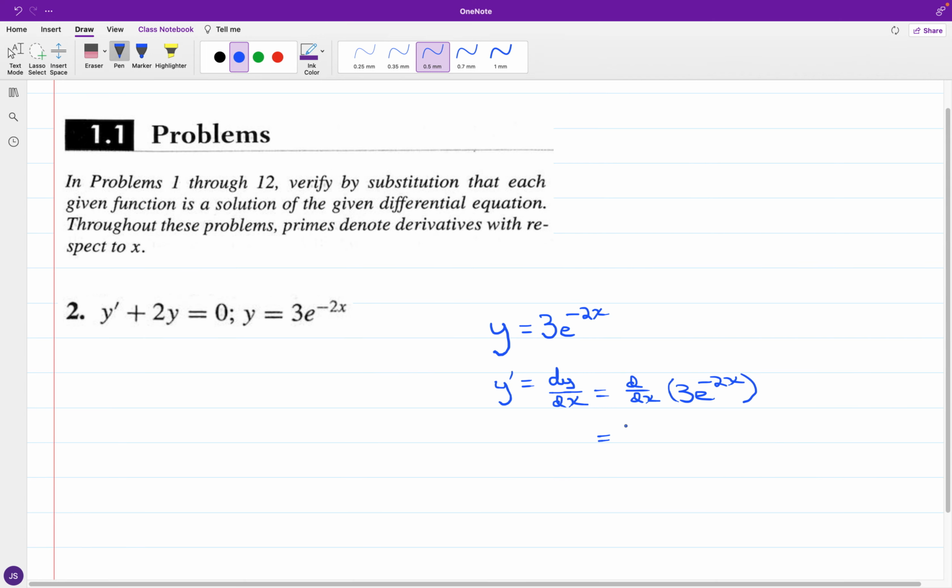So for taking the derivative in x of 3 times e to the negative 2x, I'm going to string this out a bit further. I can just move the constant 3 out to the front. So you have 3 times the derivative of e to the negative 2x. And for e to the negative 2x, okay, so the derivative of e to the negative 2x.